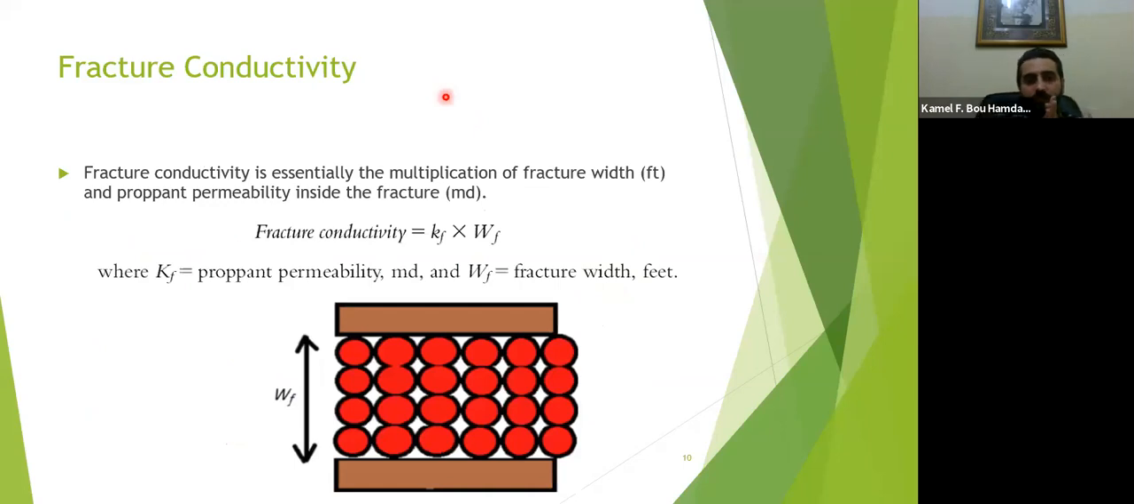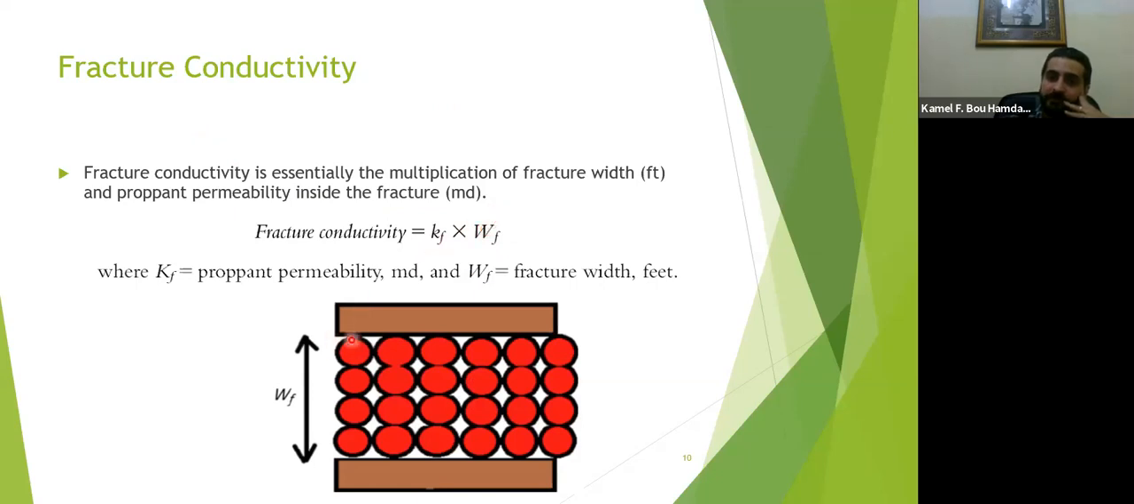Okay, now I'm just going to review again the term fracture conductivity, as it's going to be very important for our next parts. So fracture conductivity, in terms of equation, is the multiplication of permeability by the width. Here, the permeability refers to the permeability of the proppant pack we have inside the fracture. So you know the fracture is going to be filled with proppants, like here. So these proppants are going to have a certain permeability which is passing through them.